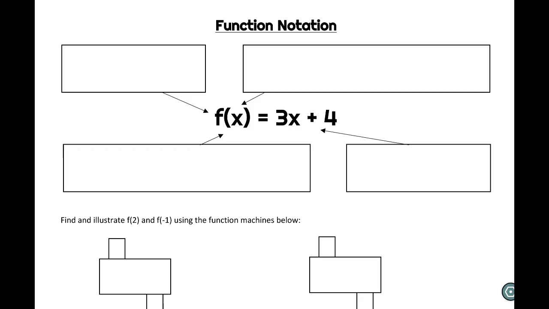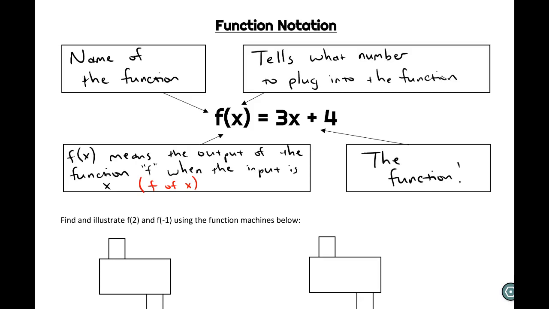Last thing I want to talk about is function notation. This is also a really quick section here. So here I have an equation, really a function. f of x equals 3x plus 4. So let's break that down.